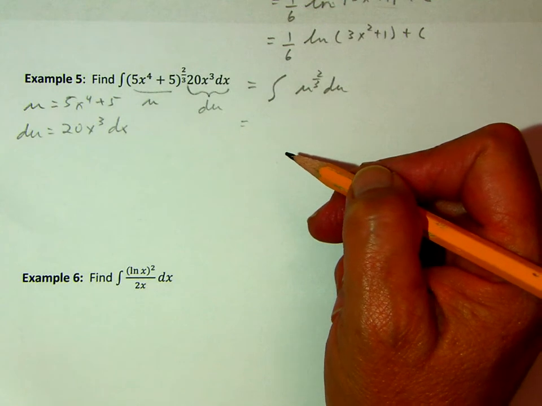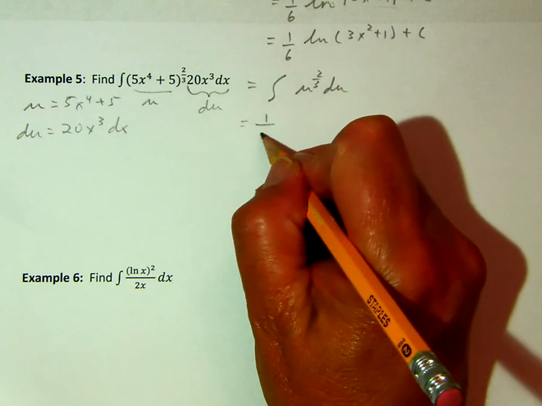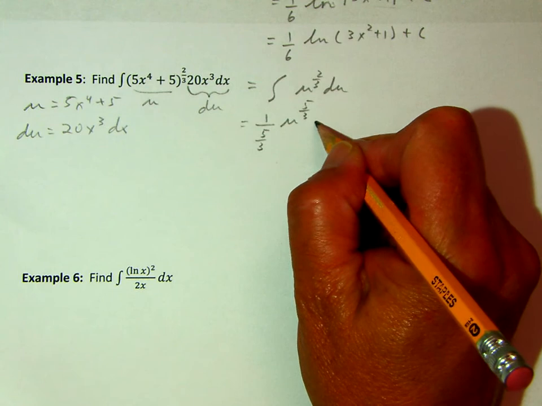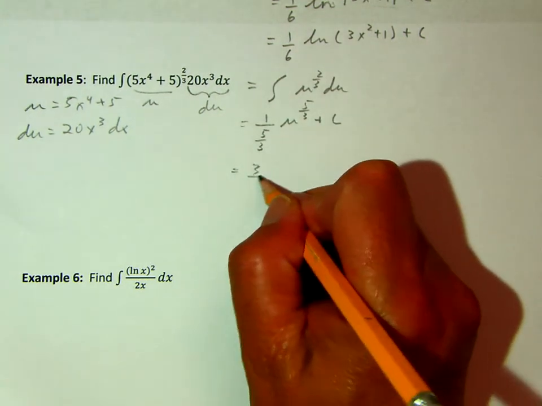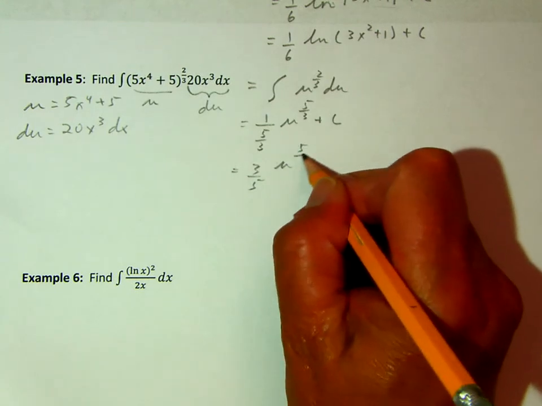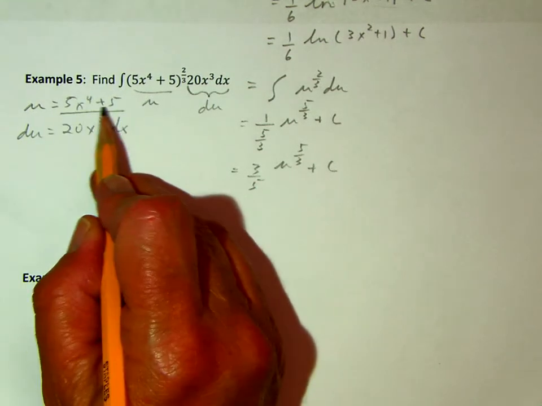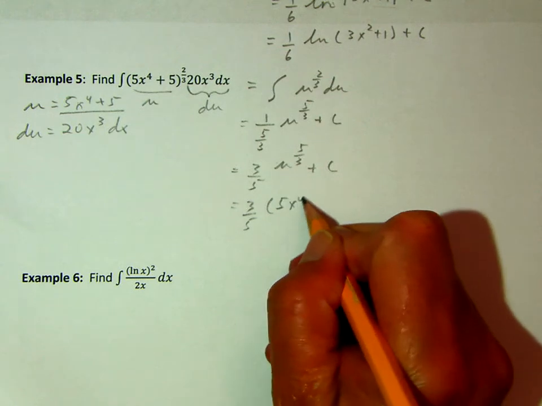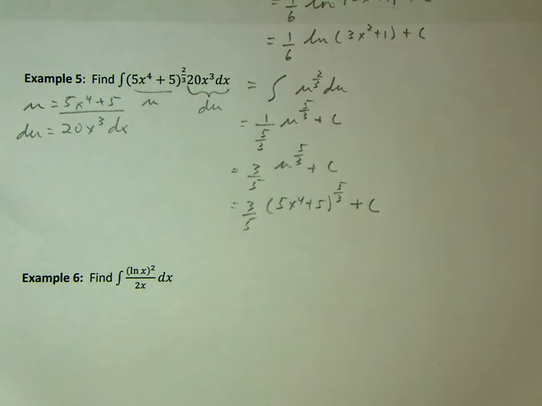So that would be 1 over 2/3 plus 1. That would be 5/3 u to the 5/3 power plus c, which is the same thing as 3/5 u to the 5/3 plus c. Sub back in for u. U was 5x to the fourth plus 5, so that would be 3/5 times the quantity 5x to the fourth plus 5 to the 5/3 power plus c. And we're done. Let's do another.